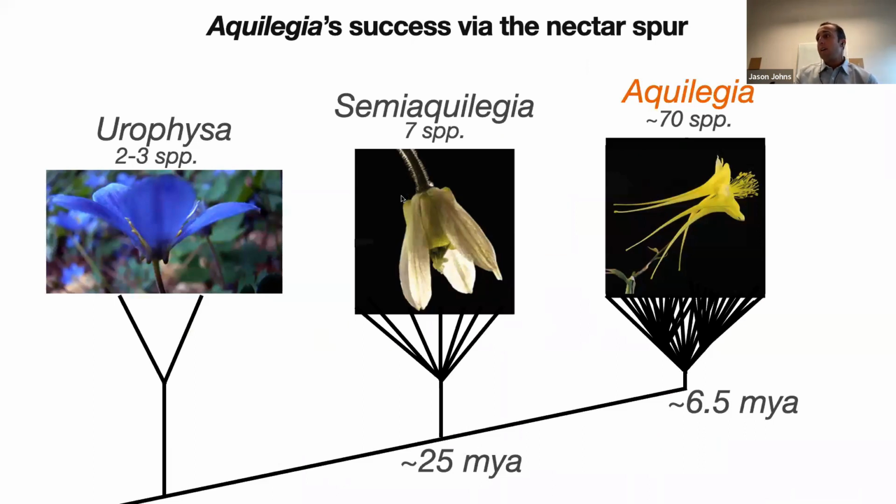So when we compare Aquilegia to its most recent ancestors, these are two of its sister genera, Europhysa and Semi-Aquilegia, there's been a lot of recent speciation in columbines. About 70 species compared to less than 10 species in either of these sister genera. And it's thought that it's this nectar spur that has led to this evolutionary explosion.